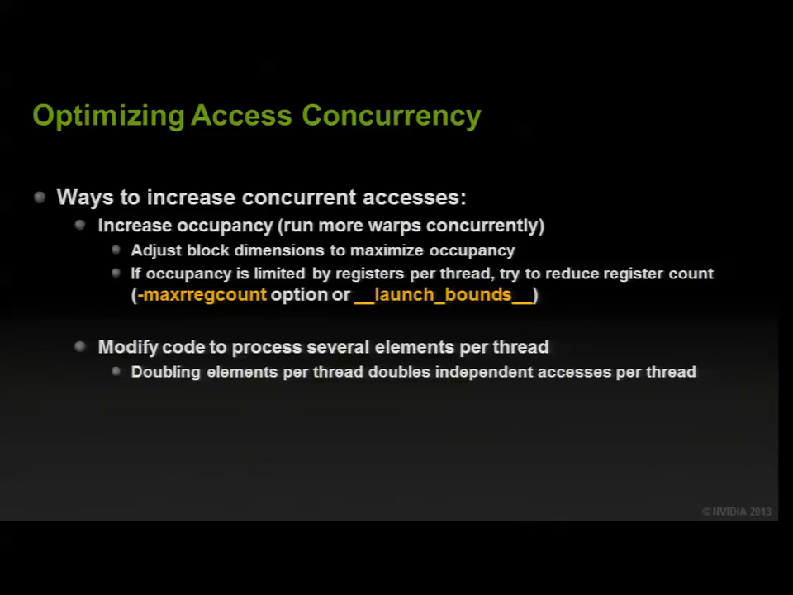Now, for instance, if your occupancy is limited by the number of registers that you're using per thread, there are actually compiler flags that allow you to limit the number of registers used per thread. So it's the -maxrregcount. These options are just band-aids. I have yet to see a case where it really helps to use that option. But it's good to know that this might be around as a possibility.